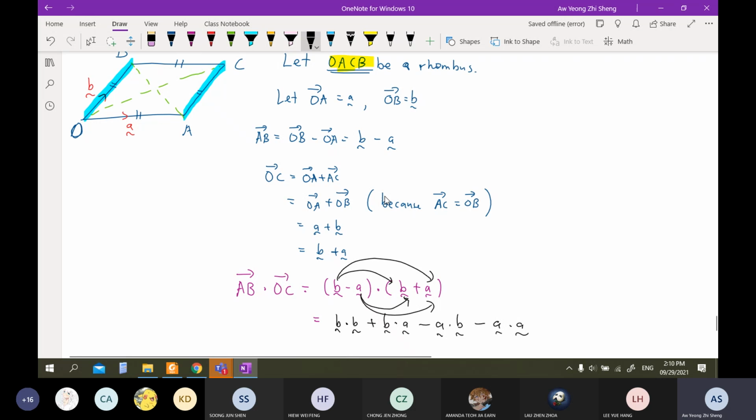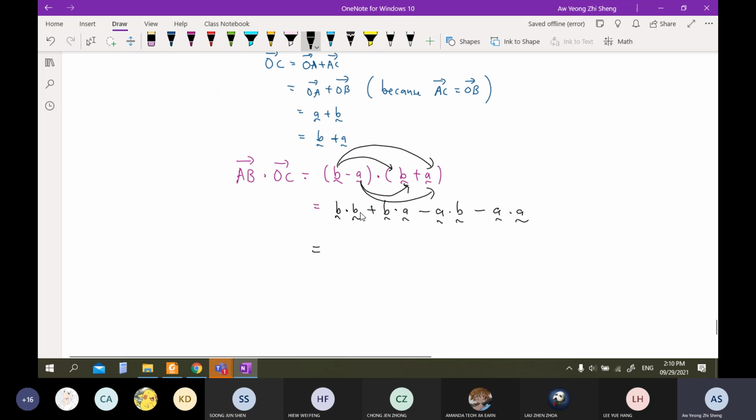Then what is B dot B? From the previous page, we know a vector dot itself is the length of the vector squared. B dot A, I will just keep it that way. A dot B is the same as B dot A. Dot product is commutative. In the previous page, we learned that. And then A dot A is length of A squared. Now you have these two terms cancel each other. Then we are left with length of B squared minus length of A squared.